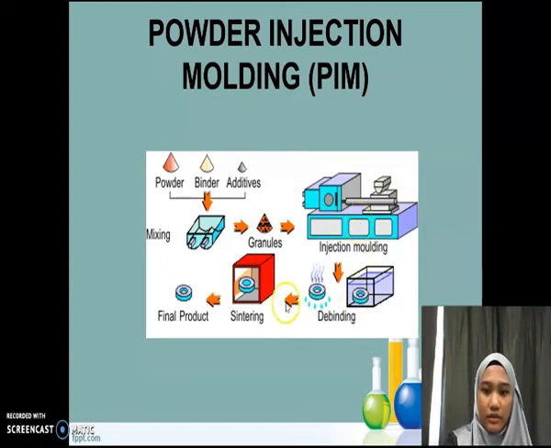And when the debinding process happens, the sintering process happens next, and we can get the final product that we want. So the binder that we added at first will be removed before we achieve the final product. That's all.